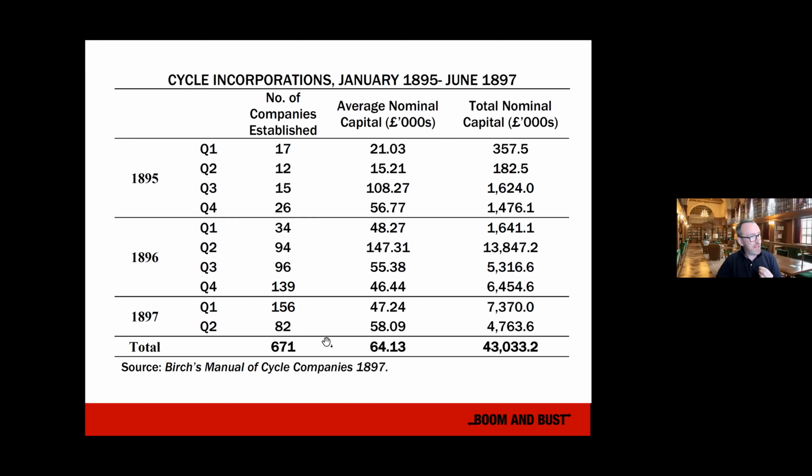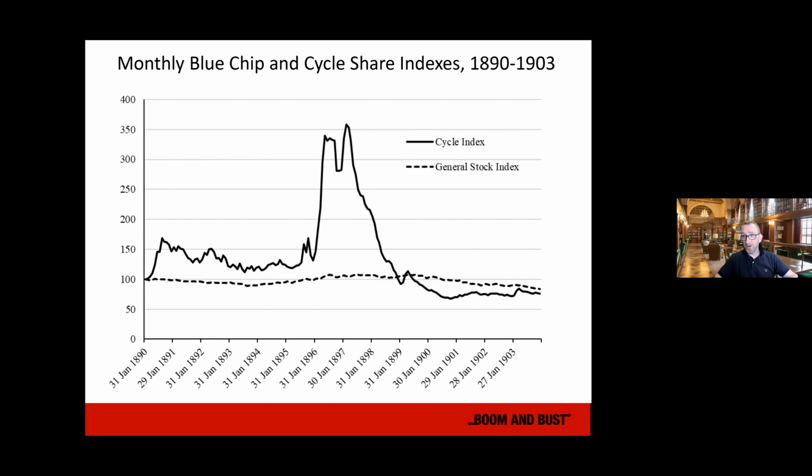And you can see that in this 2.5-year period, from 1895 through the middle of 1897, we have 671 cycle companies incorporated in the UK, and some sort of security being traded in the UK market. And you can see that in terms of the nominal capital, this is a huge part of the market at the time. So you get all of these new companies establishing. Alongside that, you get a ramping up of bicycle share prices.